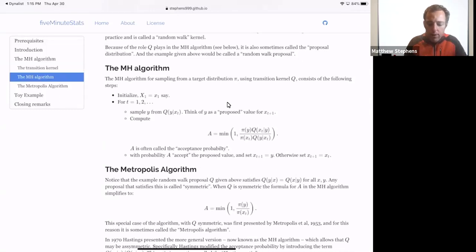So firstly, you have to initialize X. And the inputs to the algorithm are essentially a target distribution pi and a transition kernel Q. So you initialize X, and then you just repeat the following steps. You sample a Y from Q of Y given X.